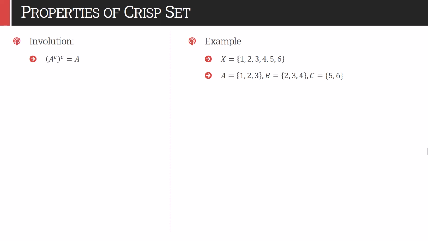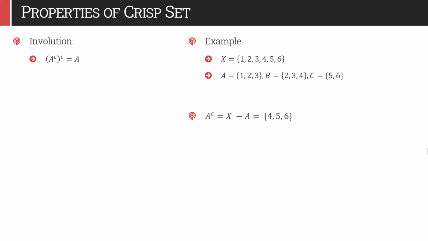The first property is involution. If we take the complement of a complemented set, the result is the set itself. That is, (A complement) complement is A. On the right-hand side, we have taken some data where set A contains 1, 2, 3, B is 2, 3, 4, C is 5, 6, and universal set X is 1, 2, 3, 4, 5, 6.